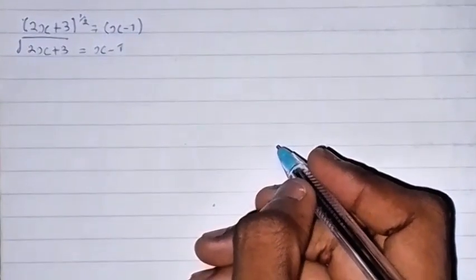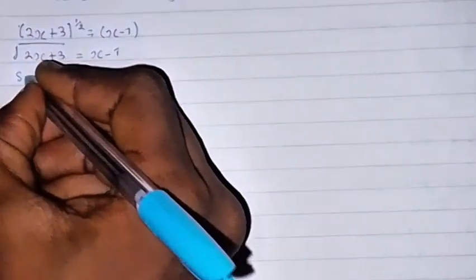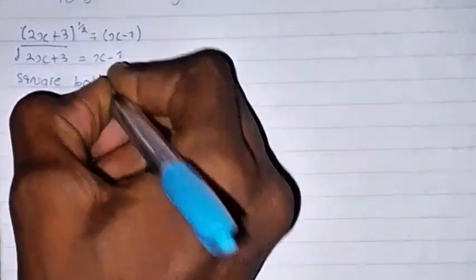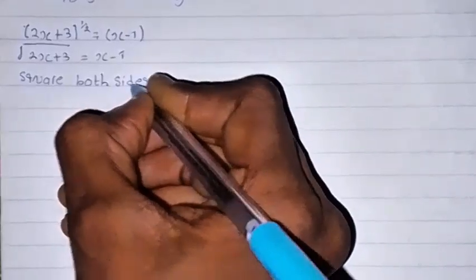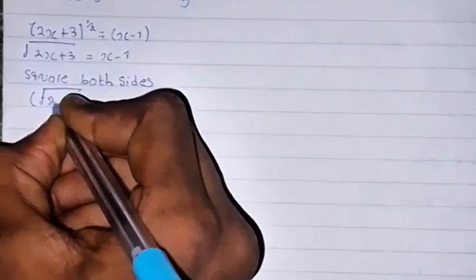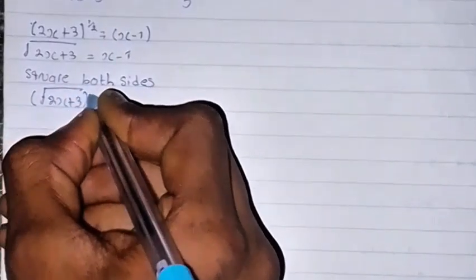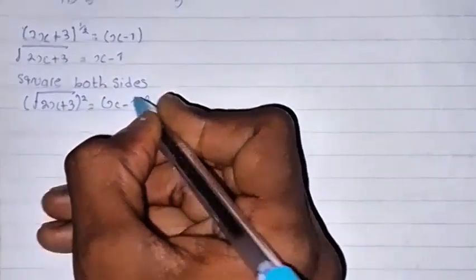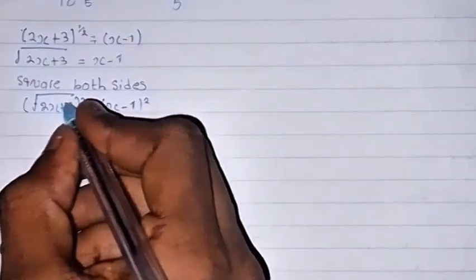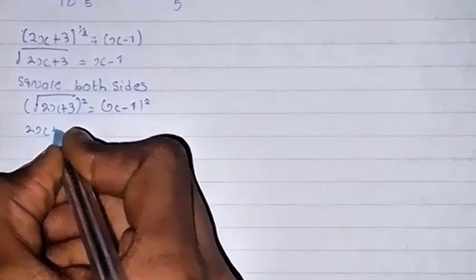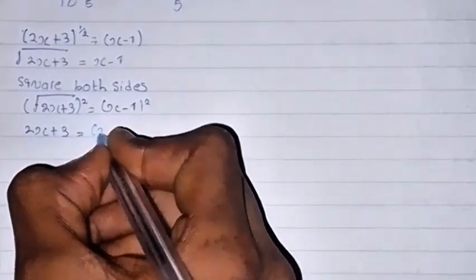Now we can do what we did for question 3, which is to take the square of both sides. So I'm going to square both sides, and we have the square root of 2x plus 3 all squared will be equivalent to x minus 1 all squared. The square root of 2x plus 3, all squared, is equivalent to 2x plus 3, and for x minus 1 all squared, we have x minus 1 all squared.